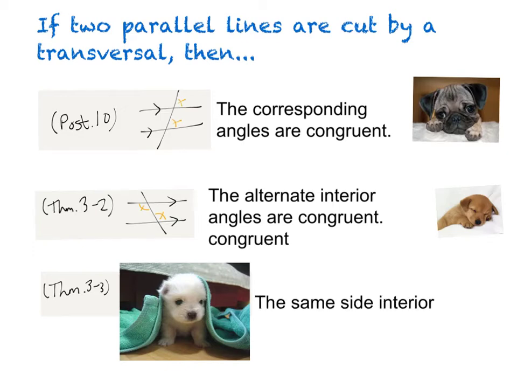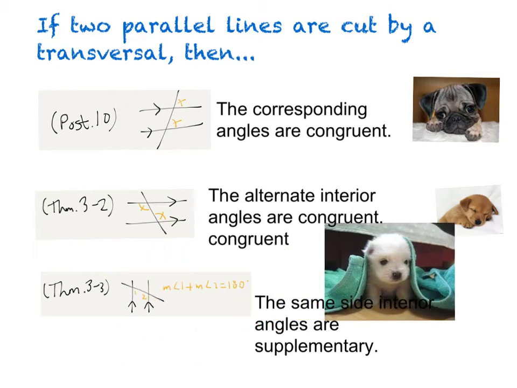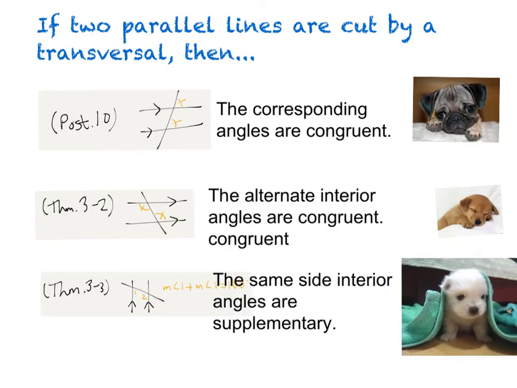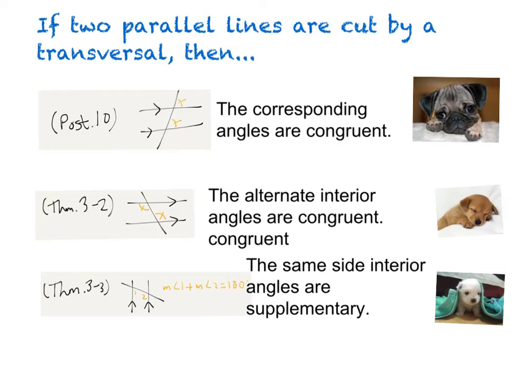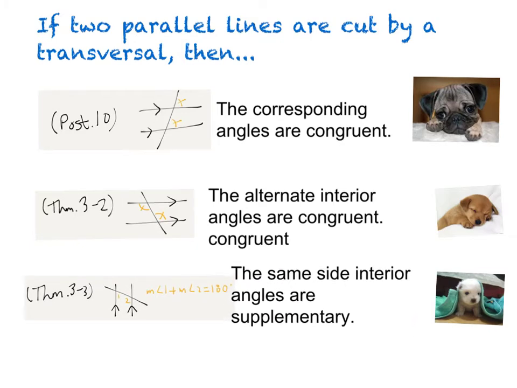side interior angles are, what do you think, congruent? Nope, supplementary. Okay, let's see. All right, let's move our cute puppy. Oh, that one's cute. Over here. I'll move this over a little bit. Here we go. So here's an example of two same side interior angles. We'll call them angle 1 and 2. Angle 1 and 2 equal 180 degrees. They're supplementary.